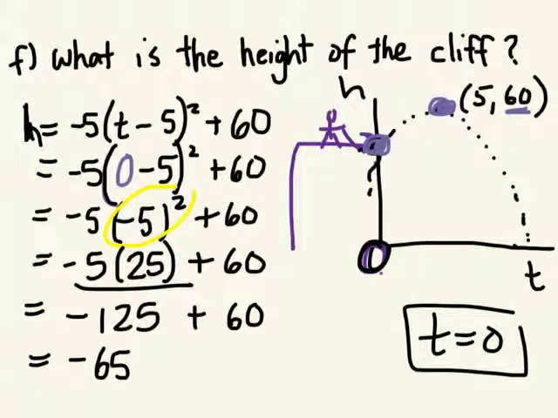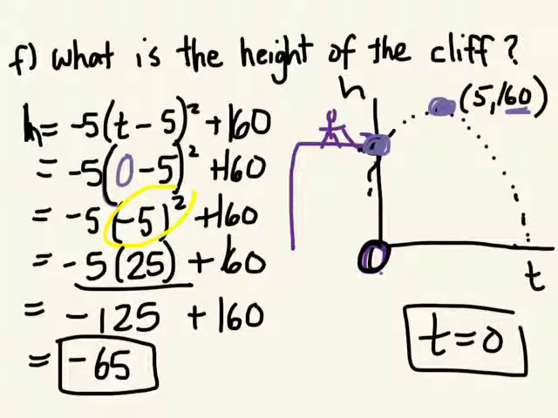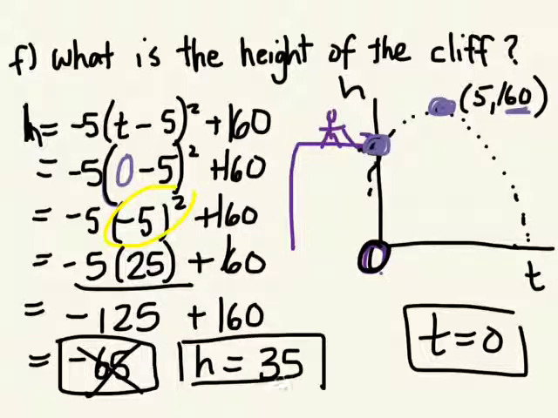Obviously this answer doesn't make sense because negative means you're under the ground, right? So if we change this to 160, which means I'm just changing the equation, what's negative 125 plus 160? Positive 35. Obviously the height has to be positive if he's on a cliff, right? So what's the height of the cliff if I change the equation? 35 meters from the ground.